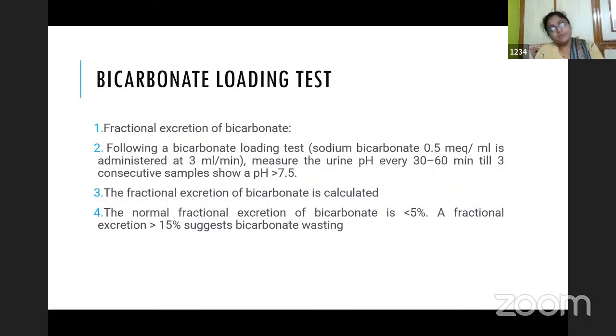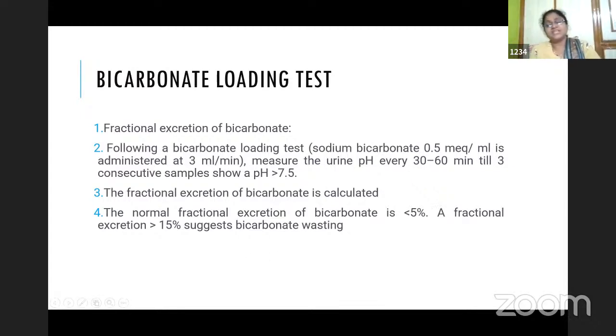Suppose you suspect proximal RTA, then we do the bicarbonate loading test, where we check for the fractional excretion of bicarbonate. Sodium bicarbonate is given at 0.5 milliequivalents per kg at the rate of 3 ml per minute. And we check the urinary pH at 30 to 60 minutes interval, and it is more than 6.5. The fractional excretion usually is less than 5%.